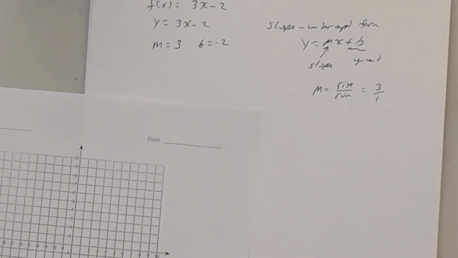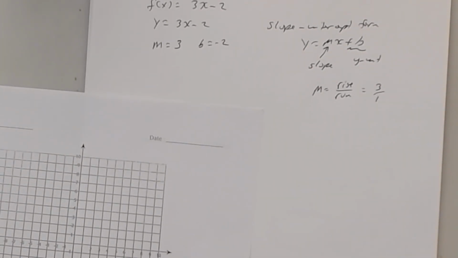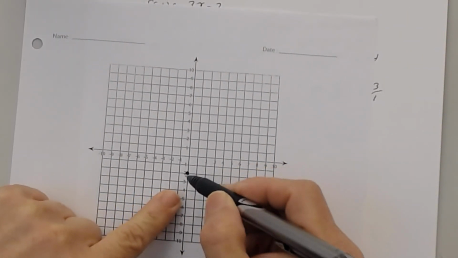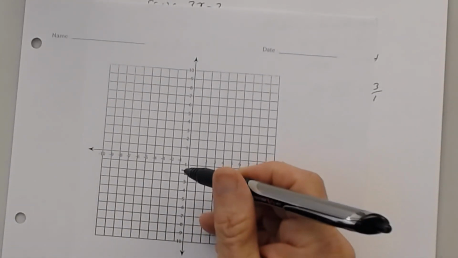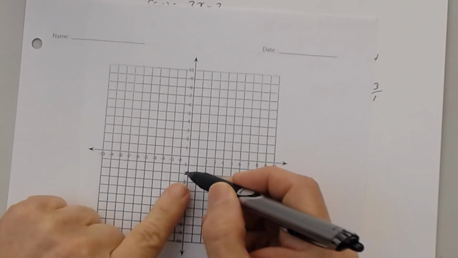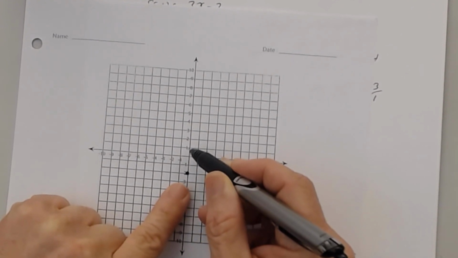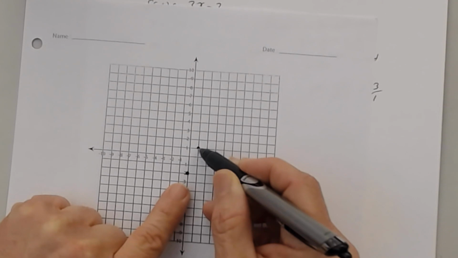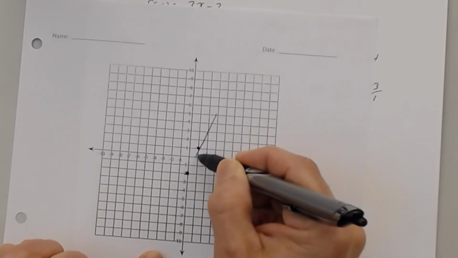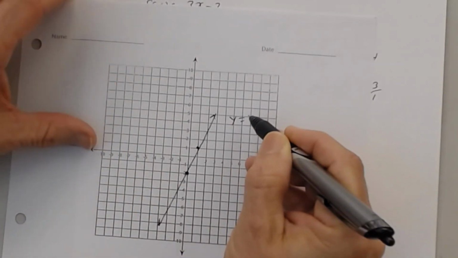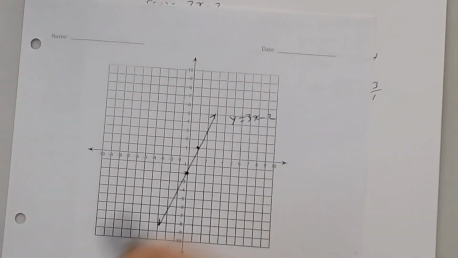So to find the other point, you always start at your y-intercept. So here's my y-intercept. We're going to do the rise first, from this y-intercept, not the origin, the y-intercept. I go up 3. 1, 2, 3. Don't put a dot there. You just hover over that number. Then I go to the right 1, and there's your other point right here. And then you draw your line. So this is the line, y equals 3x minus 2.